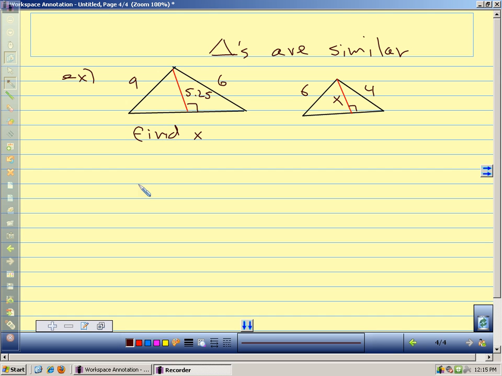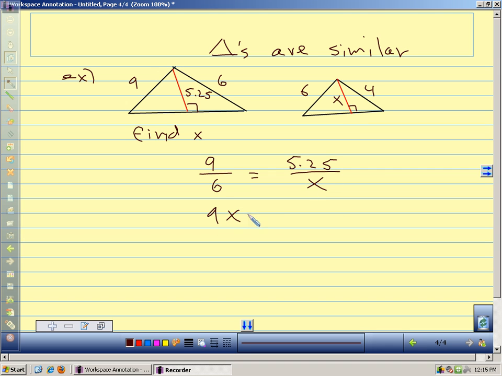So our triangles are similar. So we know that the altitudes are in the same ratio as the sides. So we can make a ratio between the sides of the triangles and set that equal to the ratio of the length of the altitude. So I'm going to say 9 divided by 6, this side divided by this side, equals 5.25 divided by x. So I'm comparing this side and this side, and this side.